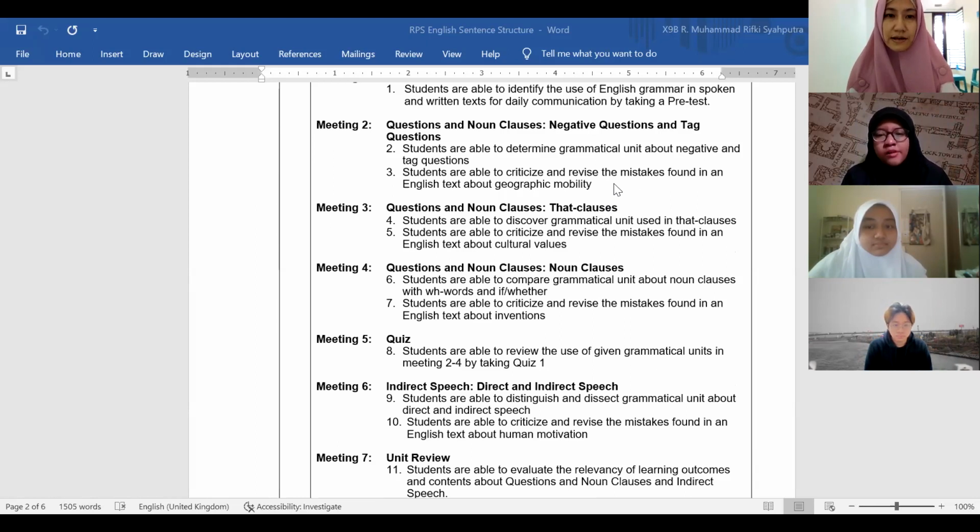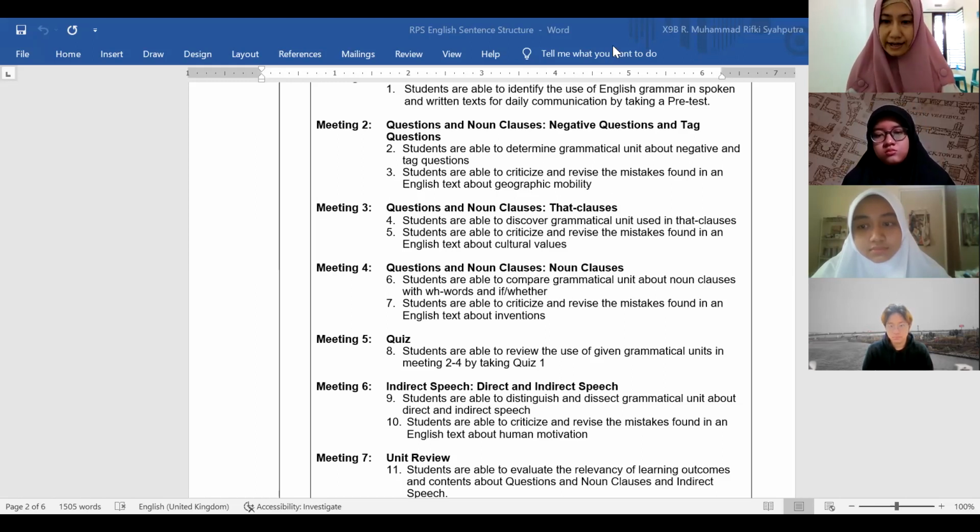So in this meeting, students are able. So the objective of the study tujuannya students are able to determine grammatical unit about negative and tag questions, and students are able to criticize and revise the mistakes found in an English text about geographic mobility.